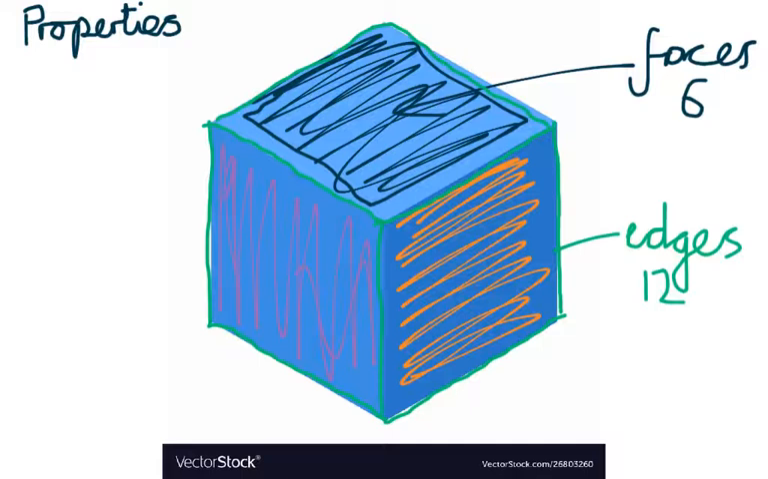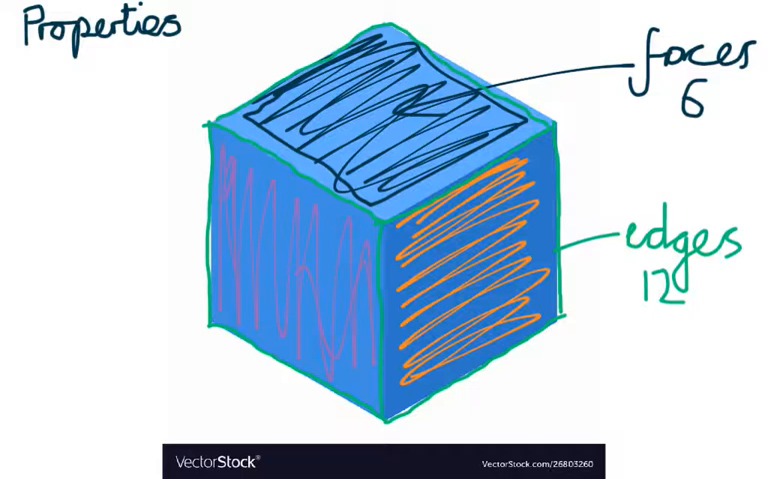Some of them are hard to find on this picture: 1, 2, 3, 4, 5, 6, 7, 8, 9, and then the other half of this face, 10, 11, and then around the back you've got one opposite this, 12. So there are 12 edges.